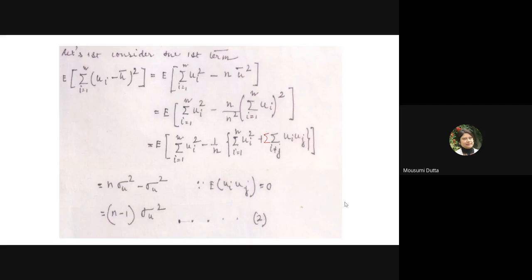Any question? Look at the steps carefully.